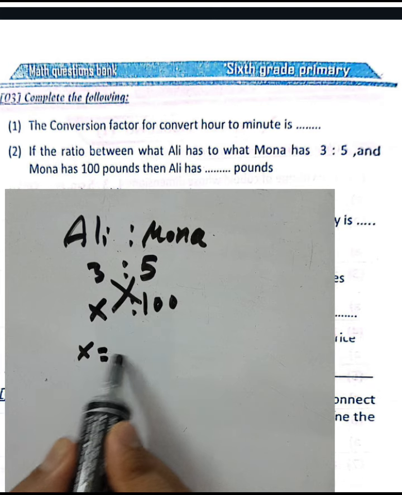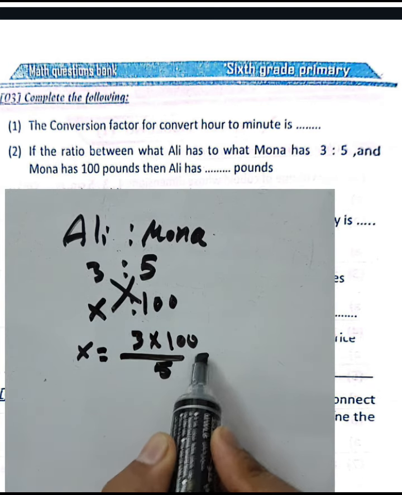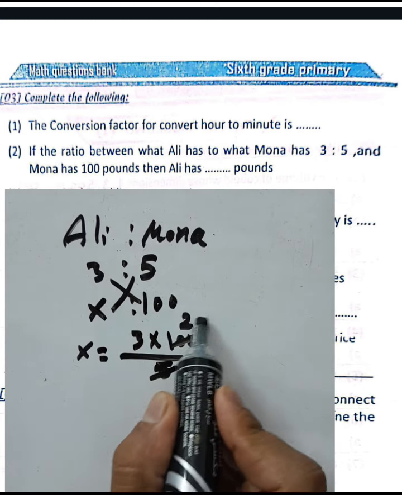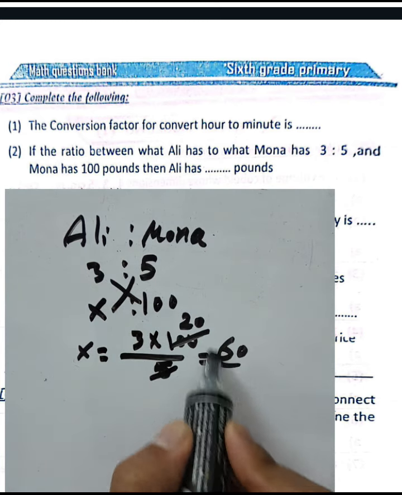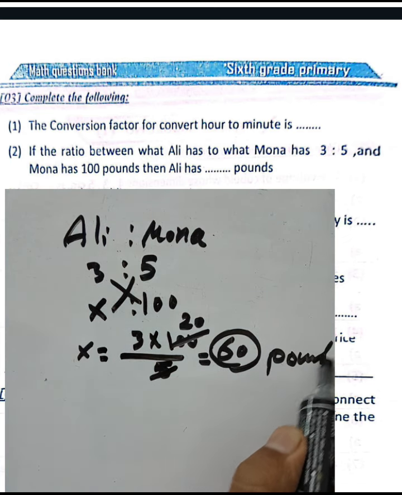X here refers to what Ali has: 3 times 100 divided by 5. 100 divided by 5 equals 20. 20 times 3 equals 60. Then Ali has 60 pounds. Okay.